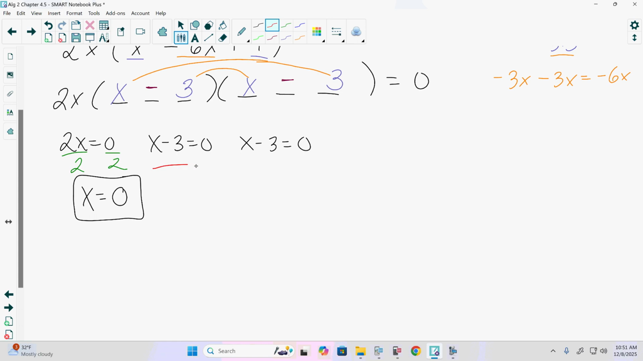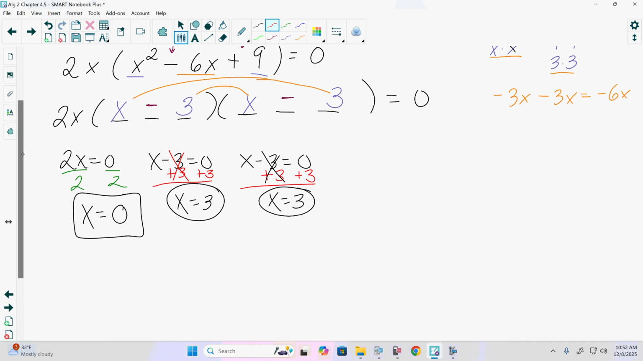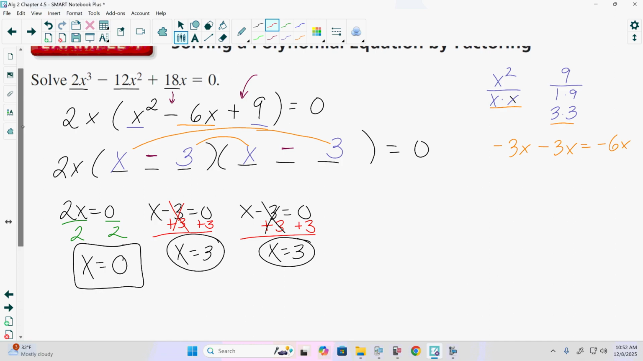Now we can move on to our x minus 3 is equal to 0, so we do need to get x by itself. We add 3 to both sides, telling us x is equal to 3. And we can do the exact same thing to the other x minus 3, telling us x is equal to 3. So for this here, x is equal to 3, x is equal to 3, and x is equal to 0. We have three solutions. Questions on this here?